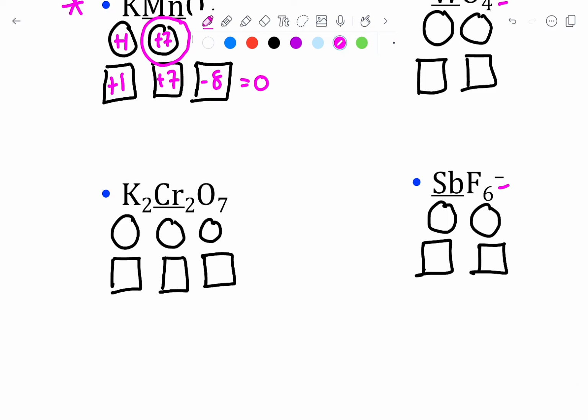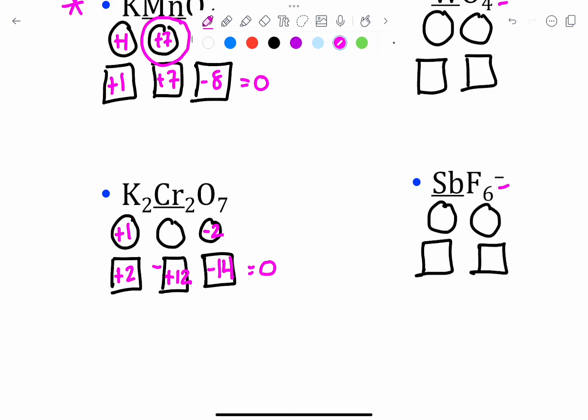K2Cr2O7. This one's similar to our last one. We know K is +1. We know oxygen is -2. There's 7 oxygens, so that's a total contribution of -14. We have K2, which is a total contribution of +2 from the potassium. Our overall charge is 0, so the overall contribution from chromium has to be +12.